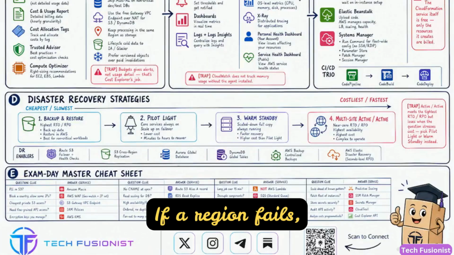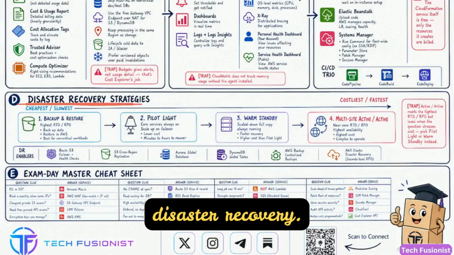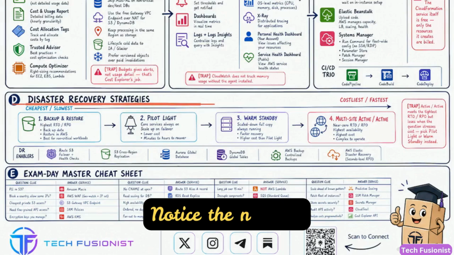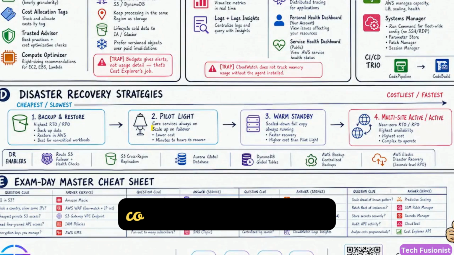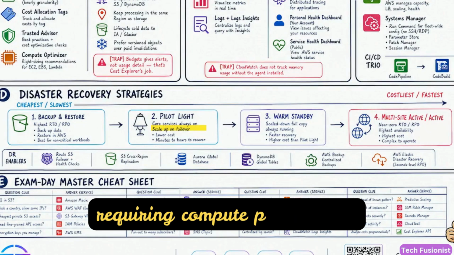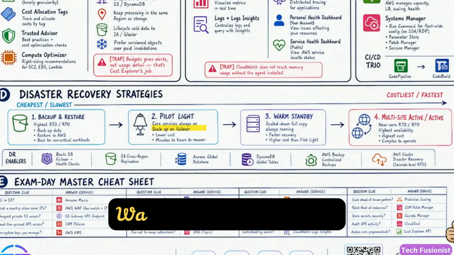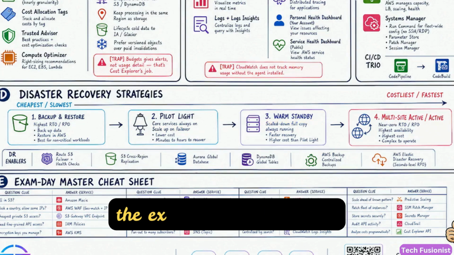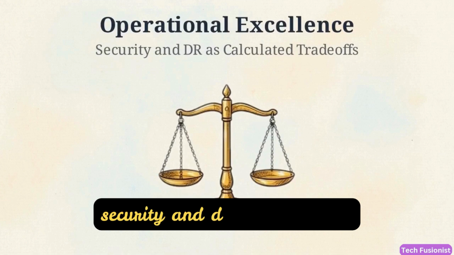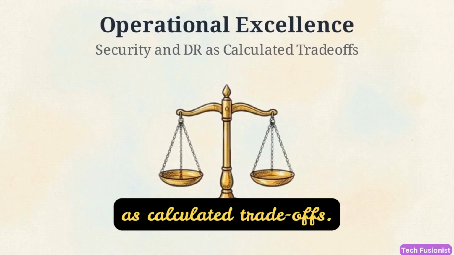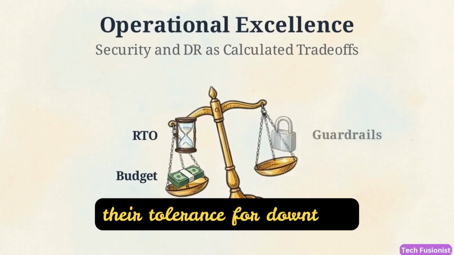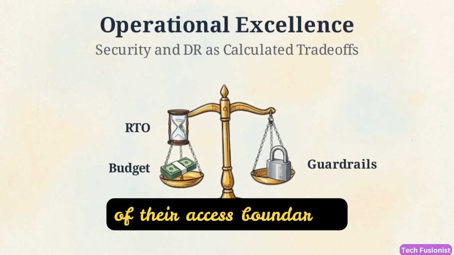If a region fails, you rely on disaster recovery. Section D maps strategies by cost and recovery speed. Notice the nuance. Pilot Light keeps only core databases running, requiring compute provisioning on failover. Warm Standby costs more, maintaining a scaled-down, functional environment copy. Operational excellence on the exam requires treating security and disaster recovery as calculated trade-offs. Every decision is a balance between the client's budget, their tolerance for downtime, and the strictness of their access boundaries.